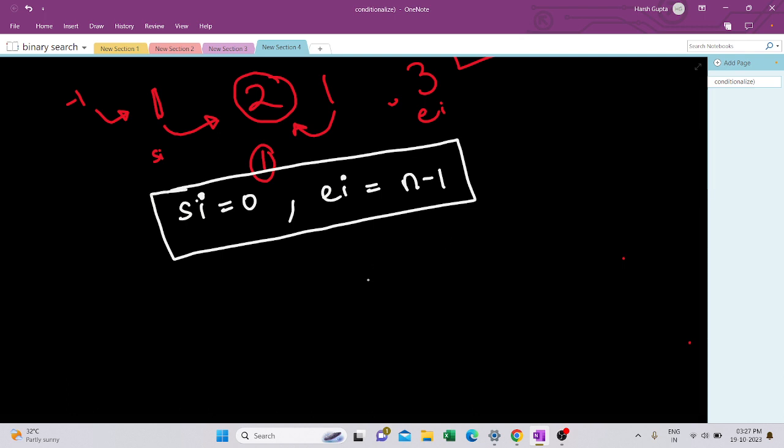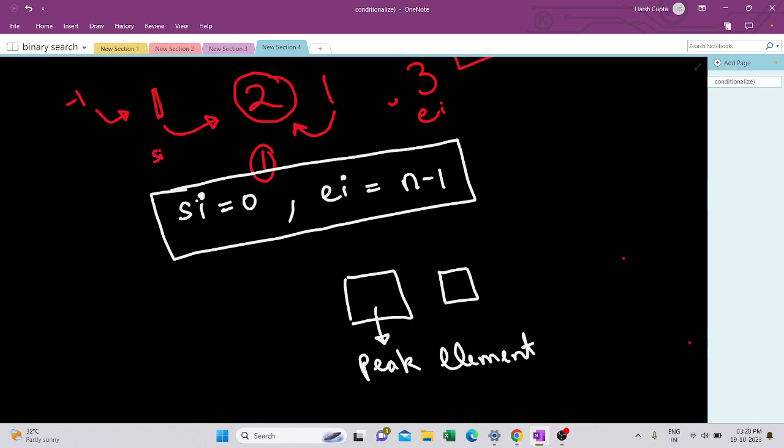Now we need to come to the logic, what we are going to apply. Let's suppose this is a peak element. Can we say that this element will be greater than the element to its right? If this is the peak element and this is the element to its right, then this element is definitely greater than that element.